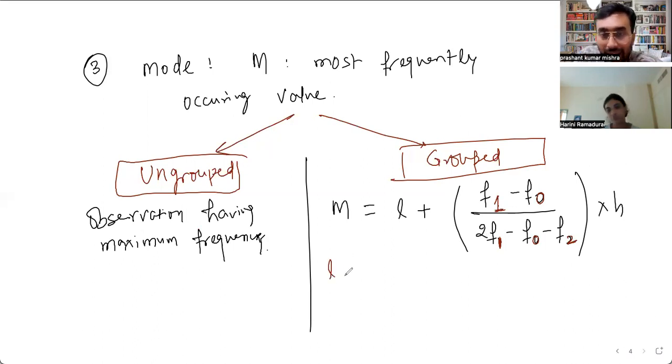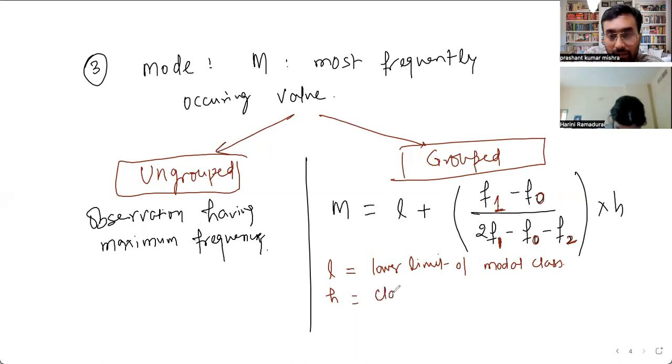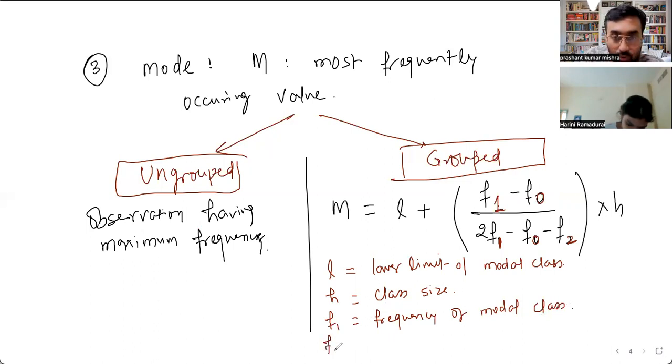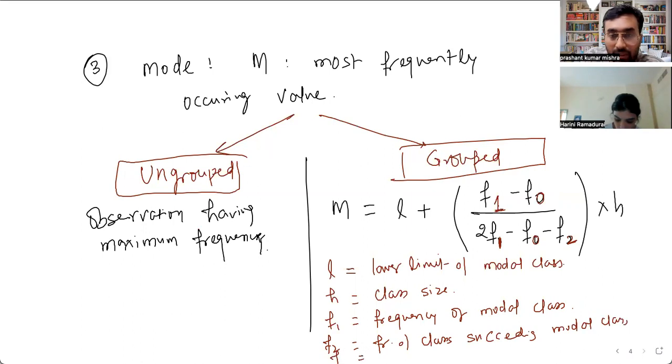Here L is the lower limit of the modal class. H is the class size. F1 is the frequency of the modal class. F2 is the frequency of the class succeeding the modal class. And F0 is the frequency of the class preceding the modal class.